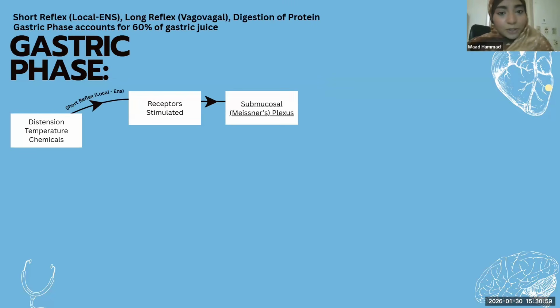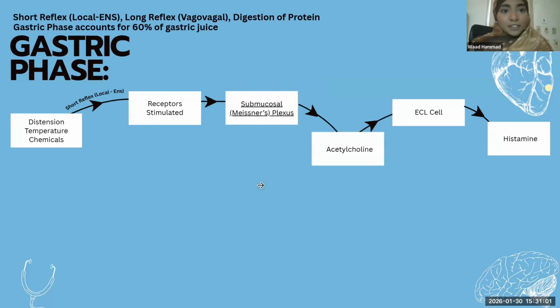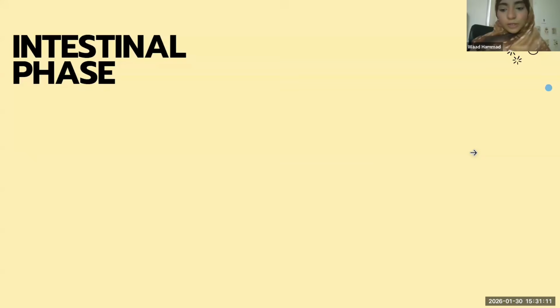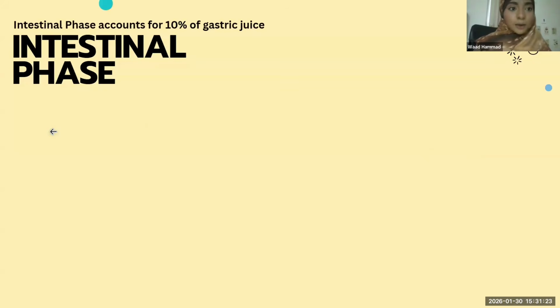Okay, so now that we know the cephalic phase and we know the gastric phase, we're going to go finally to the intestinal phase. Let me just go through this really quickly. Here we go, the intestinal phase. Now, as we said, the cephalic phase accounts for 30% of our gastric juice. Our gastric phase accounts for 60%, and our intestinal phase now accounts for 10%, which is very little.